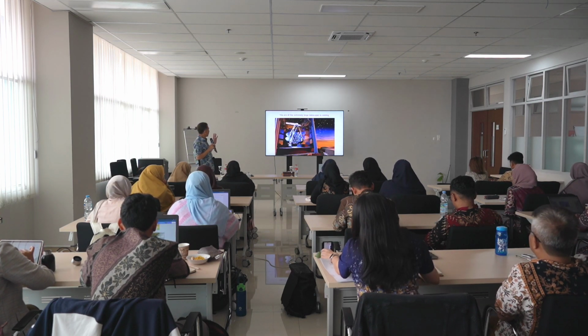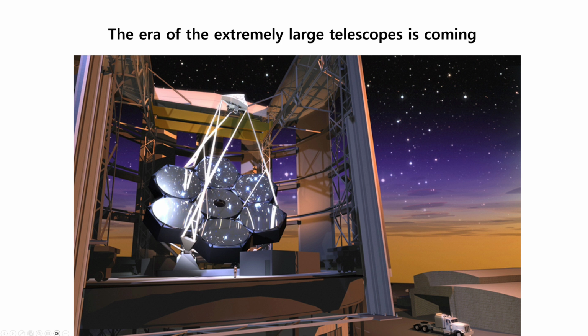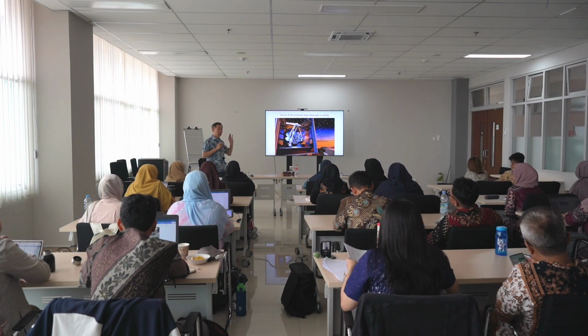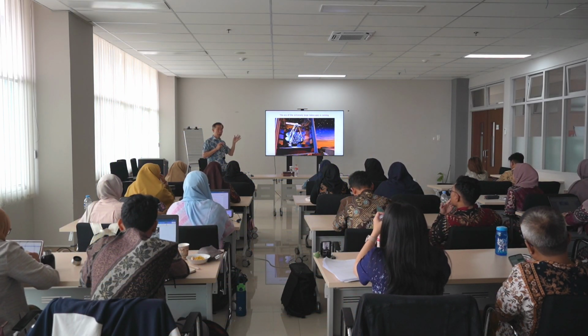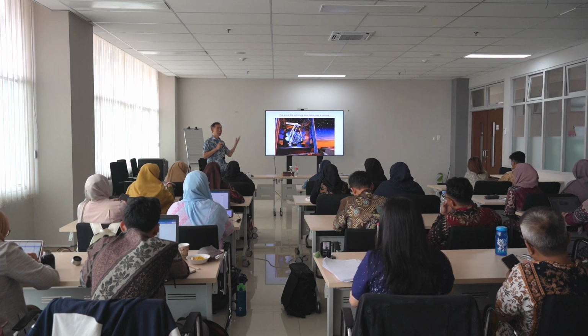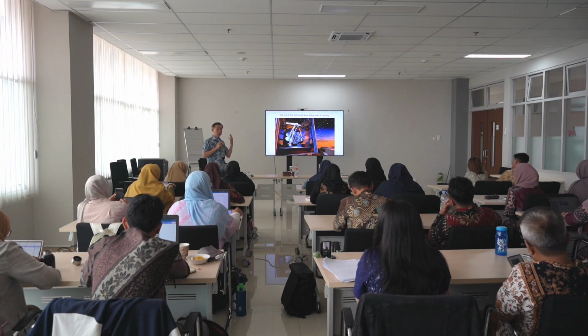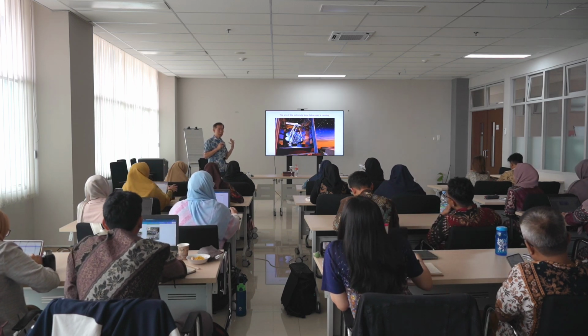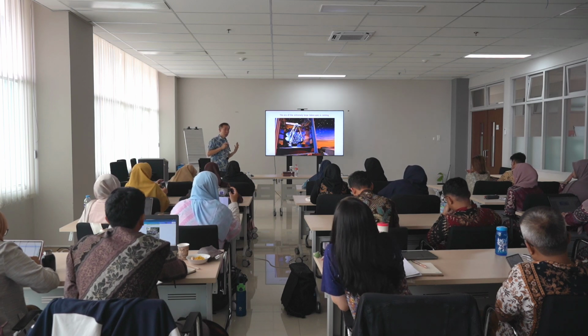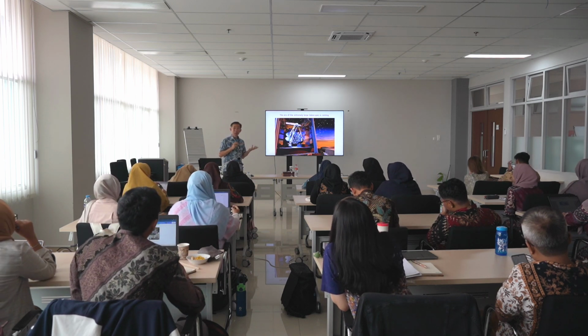Third, the era of extremely large telescopes is coming too. The size of telescopes people use in astronomical observatories is usually larger than 50 centimeters, and the small ones are usually 1 meter or 2 meter class. Intermediate sizes can be 4 meter and 6.5 meter telescopes, and the biggest telescopes at the moment are about 8 meter or 10 meter.